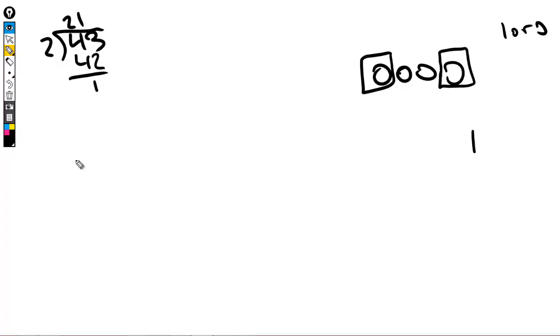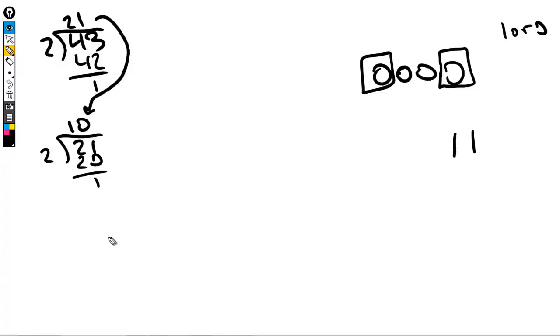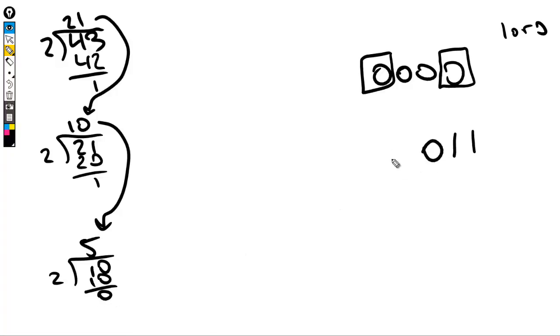Okay, let's continue. So now we take the quotient and divide it again. In this case it's going to be 20, with a remainder of 1. So that goes into the second least significant spot, and we just keep on going. So we take the quotient again. 10 divided by 2 equals 5, 10, remainder 0, so we put in a 0.